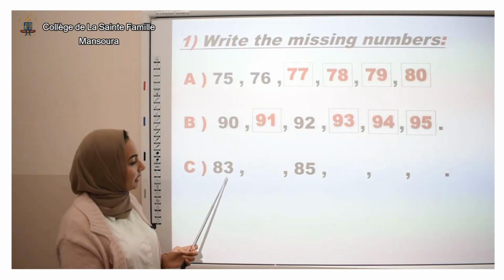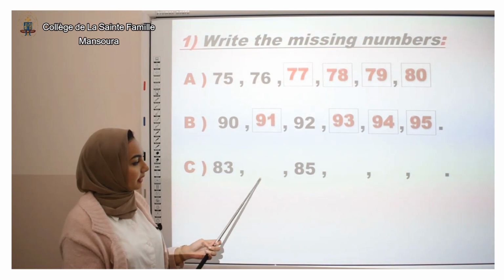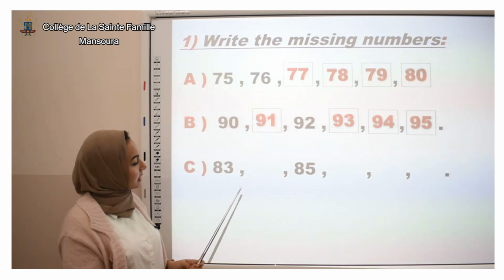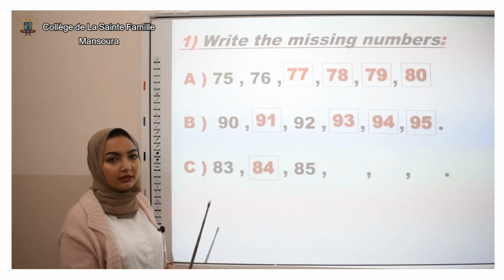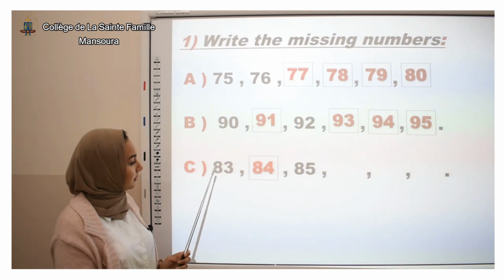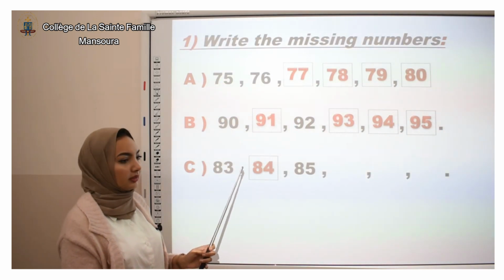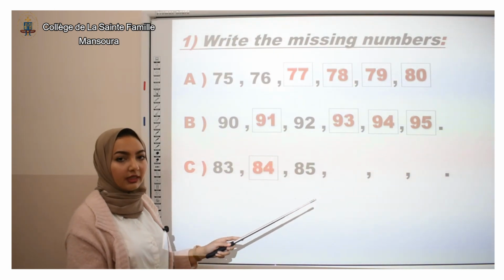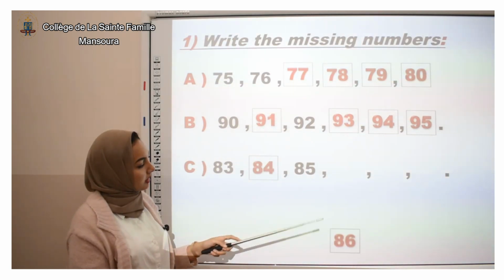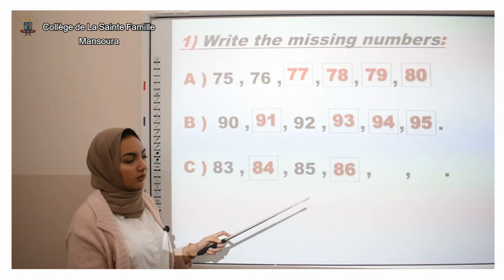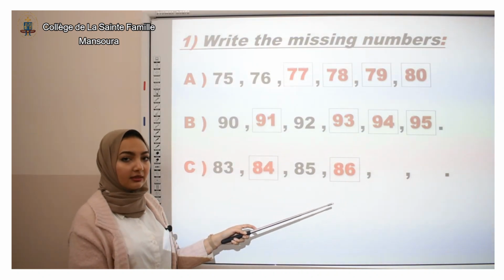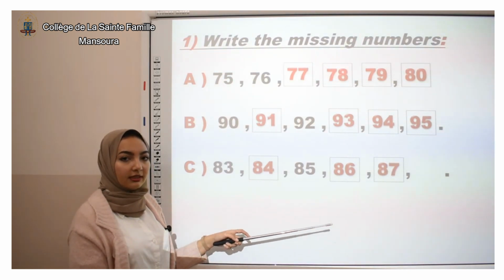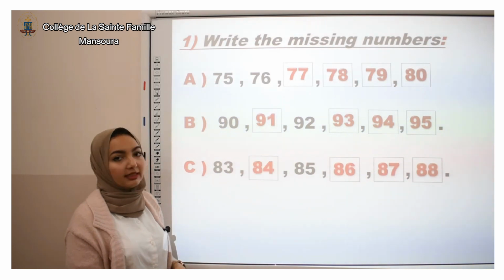What about this? This is number 83. Okay, 83, missing number 85. So what is the missing number? Excellent. 84. Okay, again, 83, 84, 85. After 85, 86. Okay, tell me, after 86, 87, and after 87, 88.